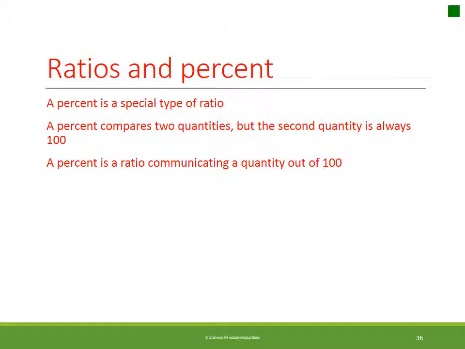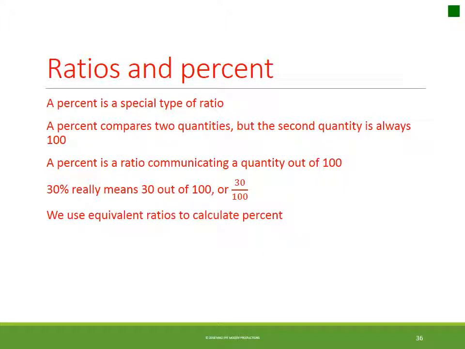So a percent is a ratio that communicates a quantity out of 100. How much of 100 do we have? Let's say, for example, we say 30%. So when we say 30%, what we really mean is 30 out of 100, or 30 for every 100. And we use equivalent ratios to calculate percent.